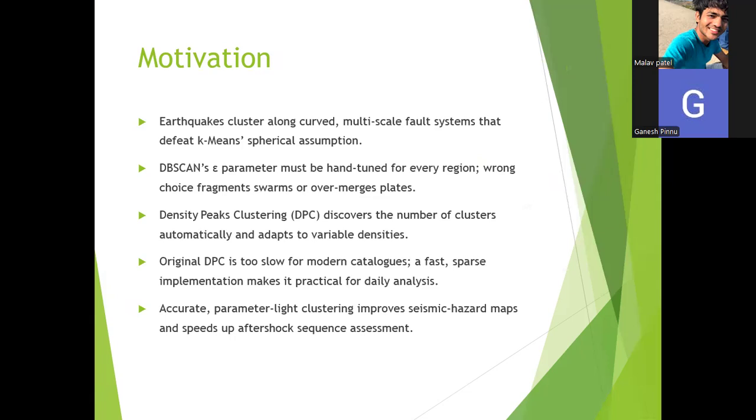While density peak clustering, or DPC, is different. It can automatically find the number of clusters and adjust to different densities. But the original DPC algorithm is too slow for modern datasets. So we use the optimized version called DPCfast that fixes this problem.